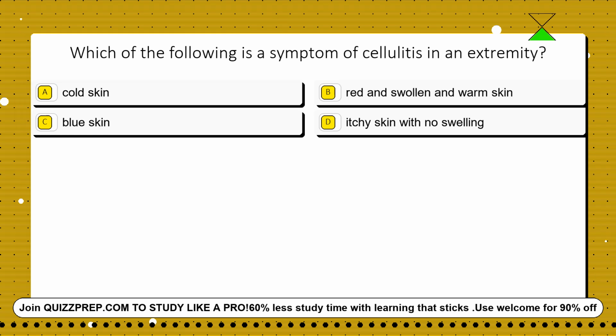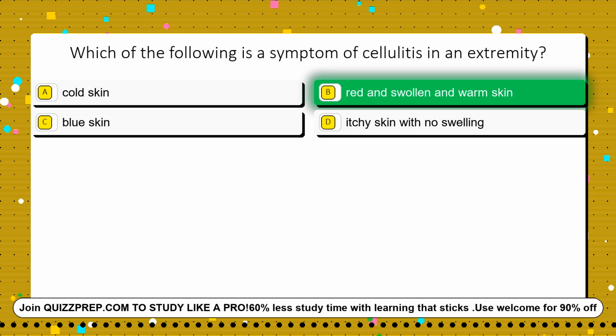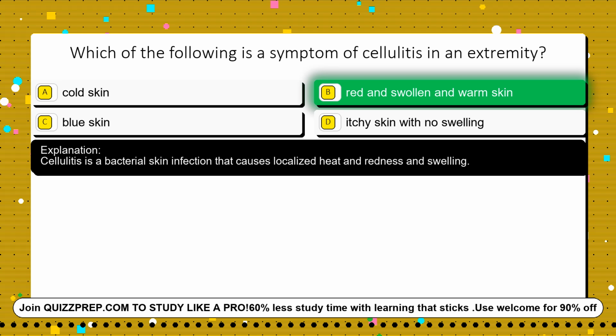Question 61. Which of the following is a symptom of cellulitis in an extremity? Option A, cold skin. Option B, red and swollen and warm skin. Option C, blue skin. Option D, itchy skin with no swelling. The correct answer is option B, red and swollen and warm skin. Cellulitis is a bacterial skin infection that causes localized heat and redness and swelling.